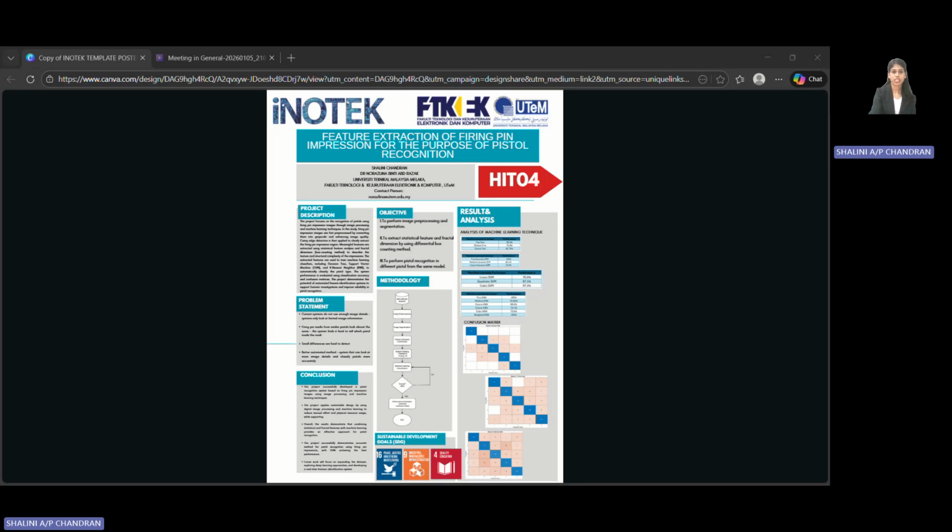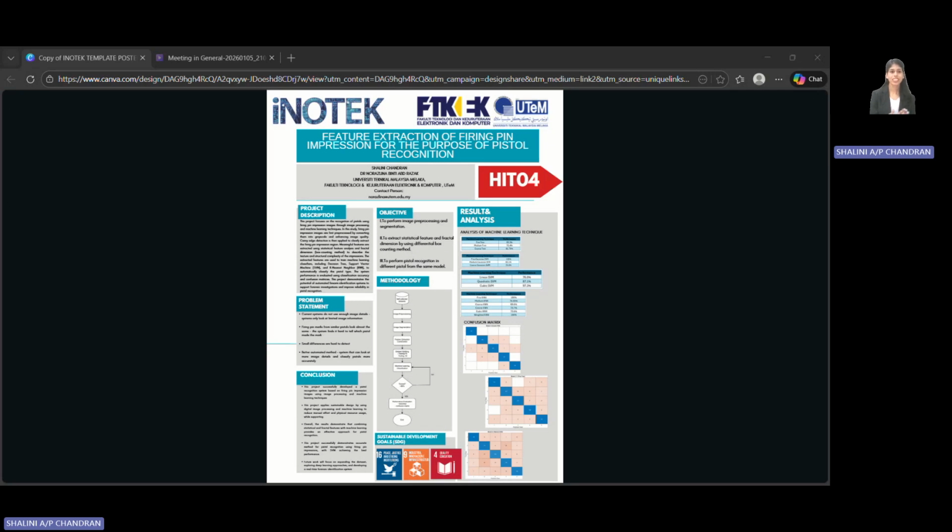To address the objectives, the methodology is proposed. So first, the firing pin images are collected as the dataset. So next, the images are pre-processed to improve quality. Then the firing pin is separated from the background. After that, the features are extracted and combined. So the dataset is split into training and testing data. So the machine learning is used to classify the pistols. So finally, the system performance is evaluated using accuracy and confusion matrix. So this is the project workflow.